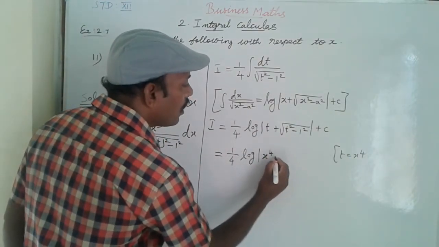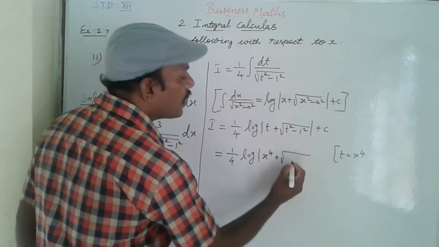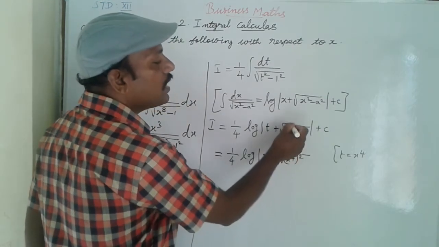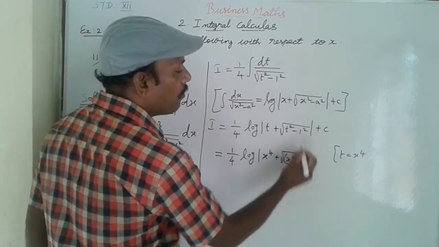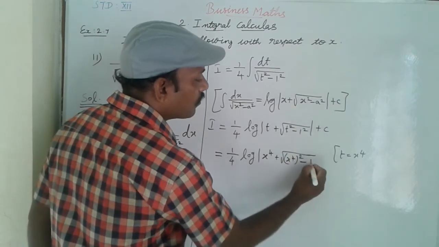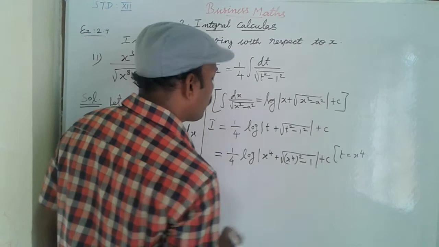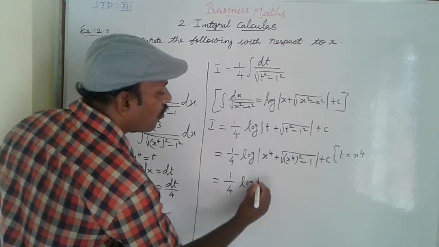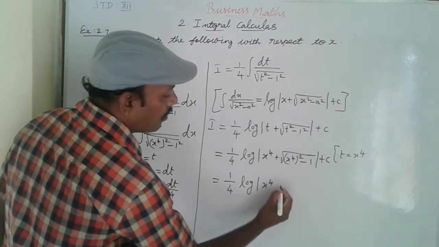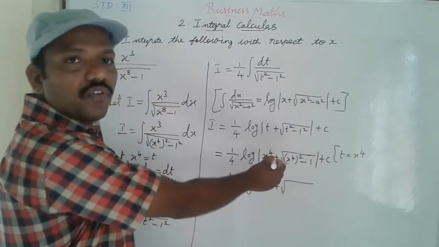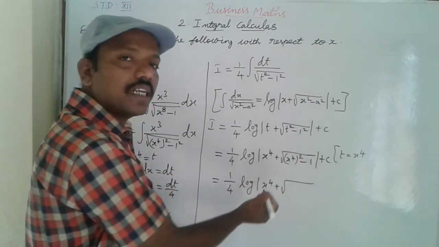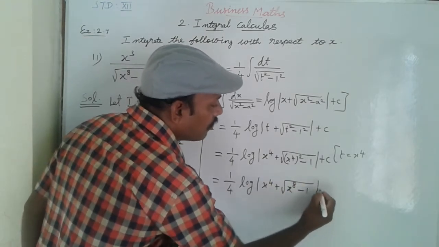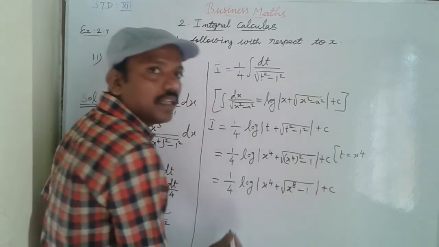x power 4 plus root of t square is what? x power 4 whole square, since t is x power 4, minus 1 square is what? 1, plus c. Equal to 1 divided by 4 log of modulus x power 4 plus root of x power 4 whole square, which is 4 2s are 8, x power 8, so x power 8 minus 1, plus c. That's all.